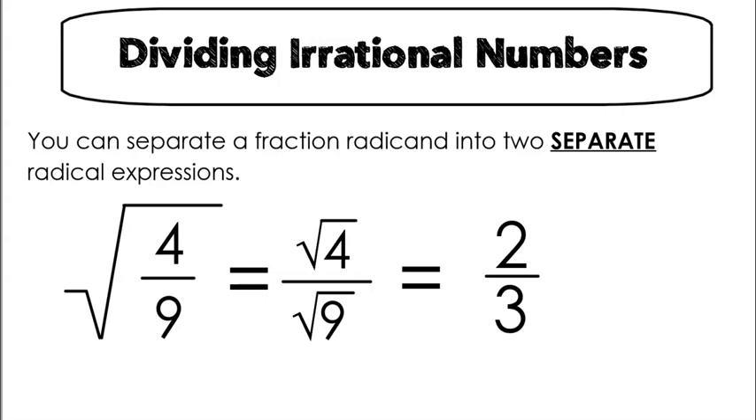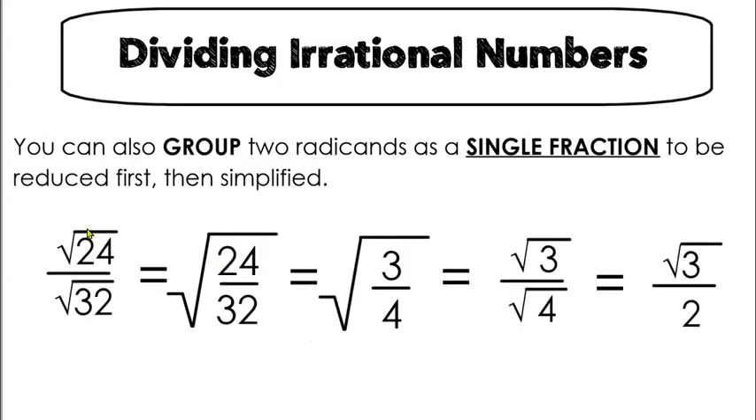The reverse is also true. If you're given a square root in the numerator and a square root in the denominator, and they're not perfect squares, you can combine them back into one giant radical expression with the fraction underneath, therefore allowing you to reduce the fraction.